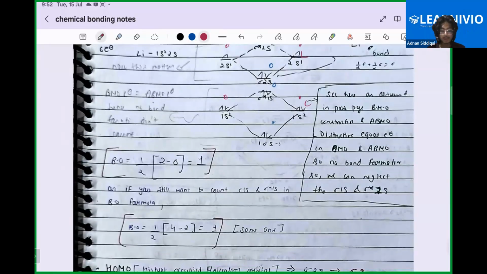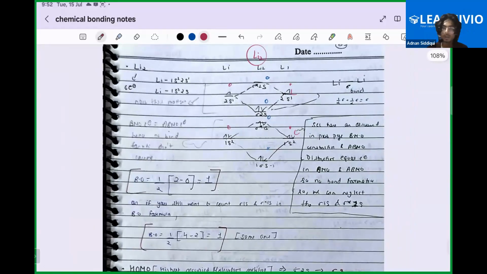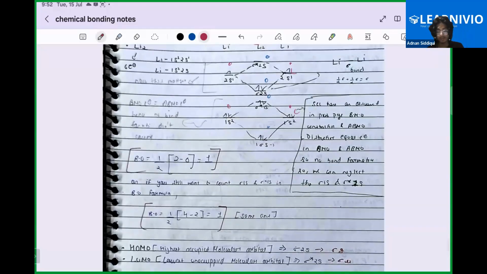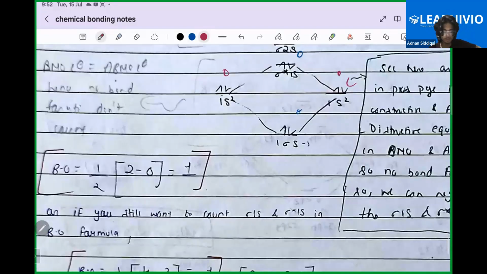So which one is the highest occupied molecular orbital? As the name suggests, which molecular orbital has the electrons? Which one is the highest molecular orbital which has electrons? In sigma star 2s, are you able to find any electrons? It is empty here. So the highest is the sigma 2s. Yes, HOMO is sigma 2s. So what about LUMO?